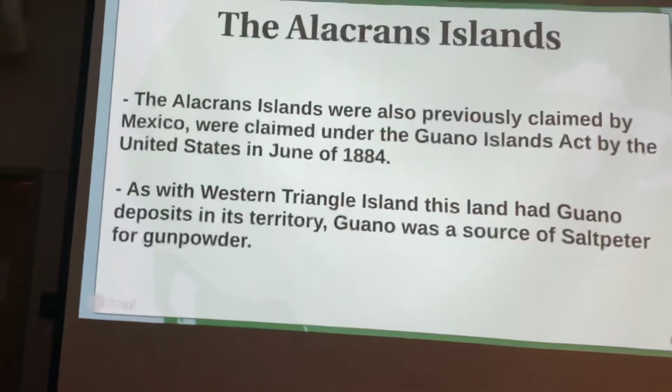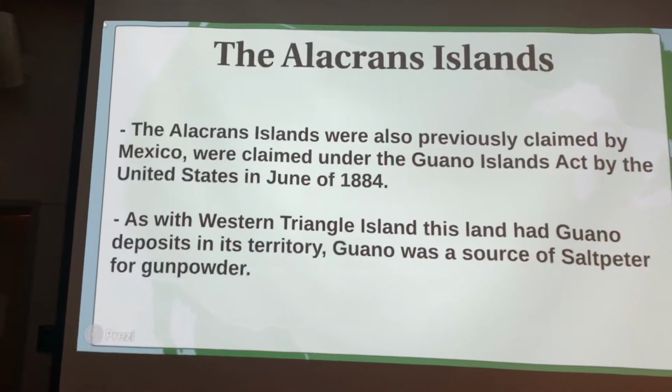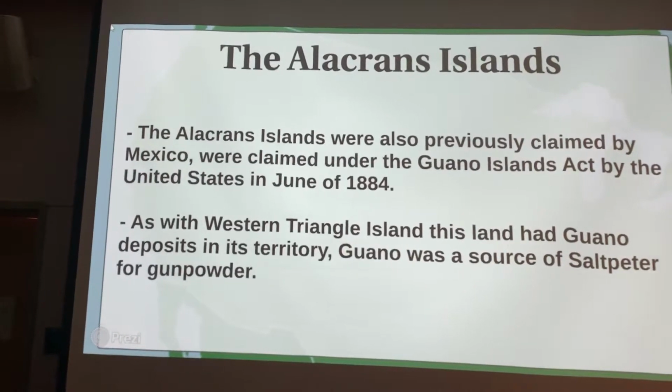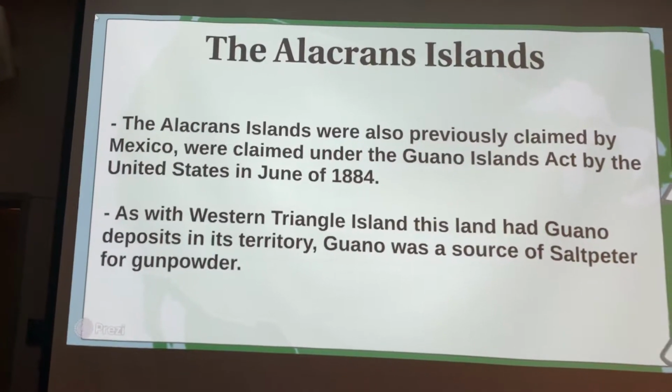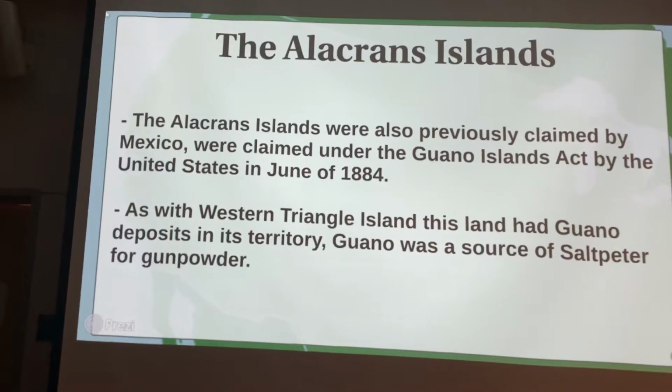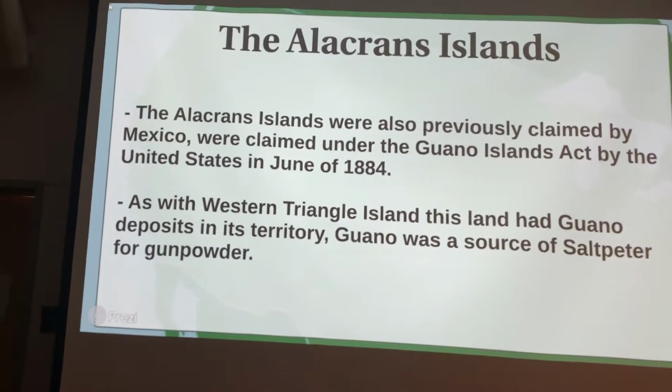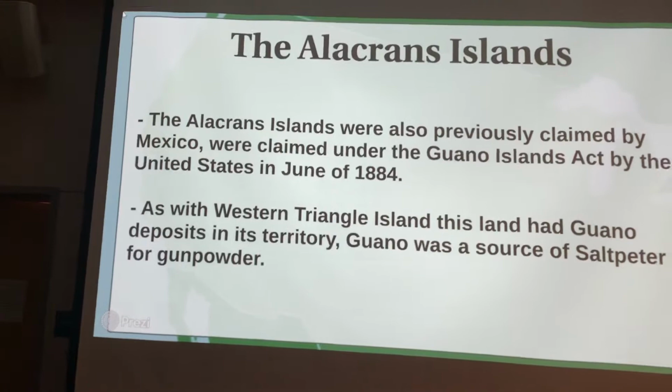The next acquisition they made were the Alacranes Islands, and the Alacranes Islands were also previously claimed by Mexico, and again under the Guano Islands Act, the United States claimed it in June of 1884.